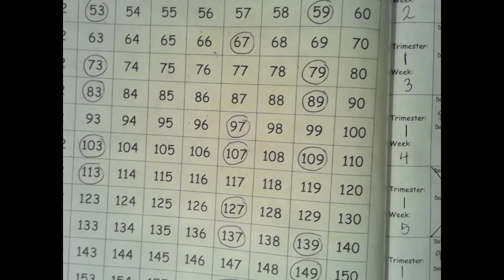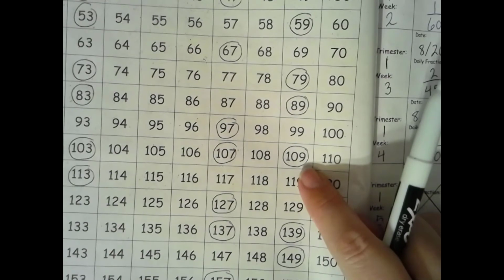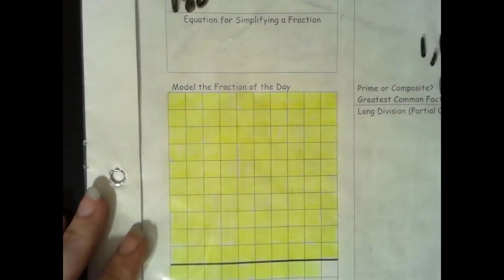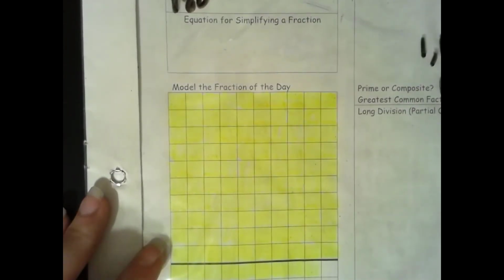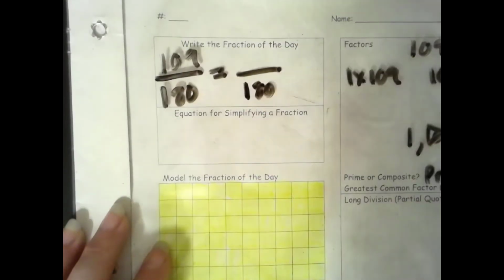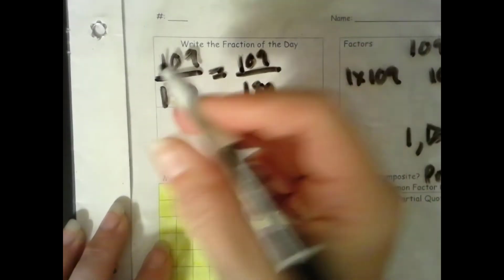At this point, I'm going to look at my prime number sieve and see if 109 is prime. Let's see. Yes, 109 is prime. If it's prime, then it means it has exactly 2 factors, 1 and the number itself. Since we have only 71 school days left, I cannot make a group of 109 out of that, so that means our greatest common factor is 1. So let's make our groups of 1. Done. How many total groups of 1 do we have? 180. How many are shaded in? 109.